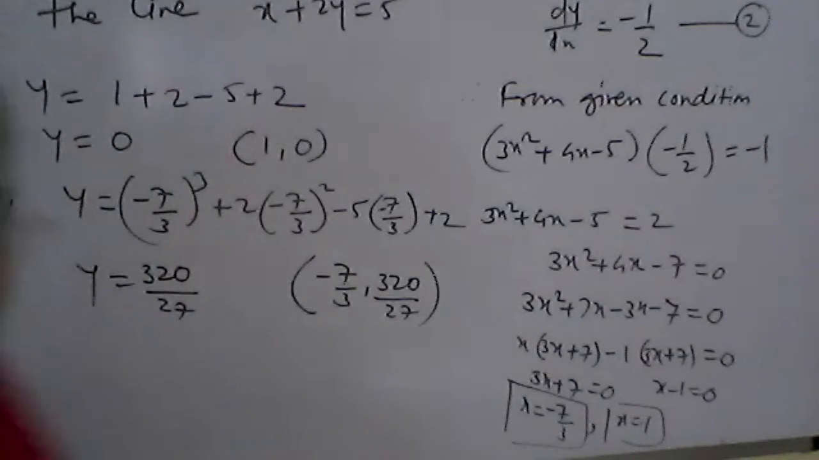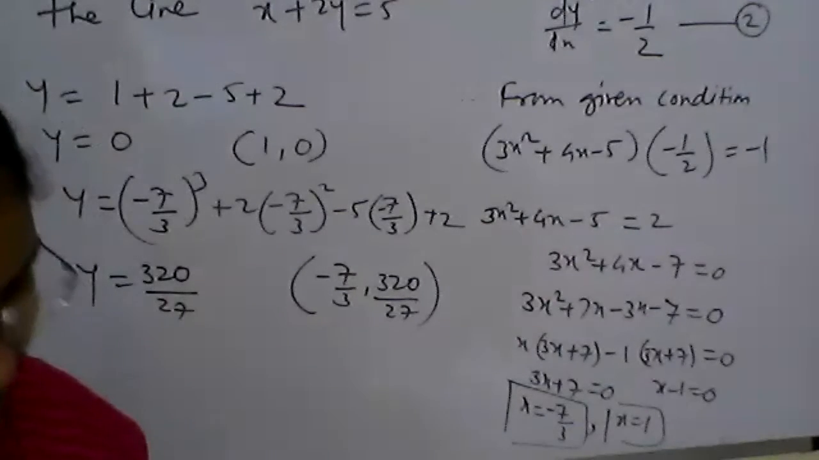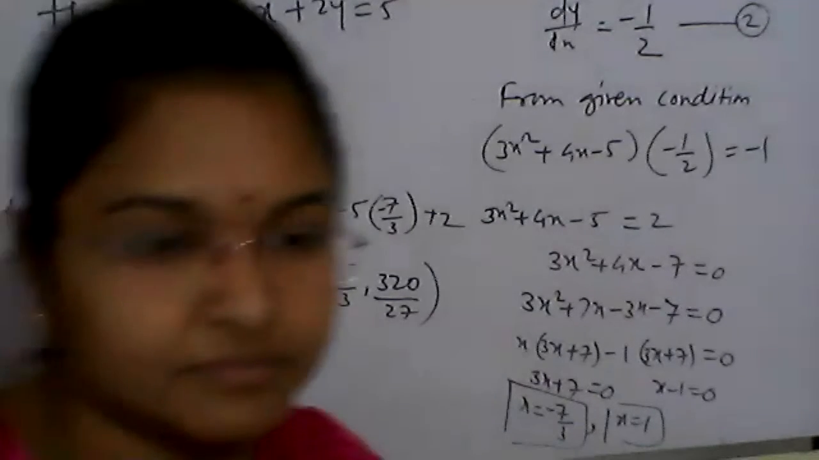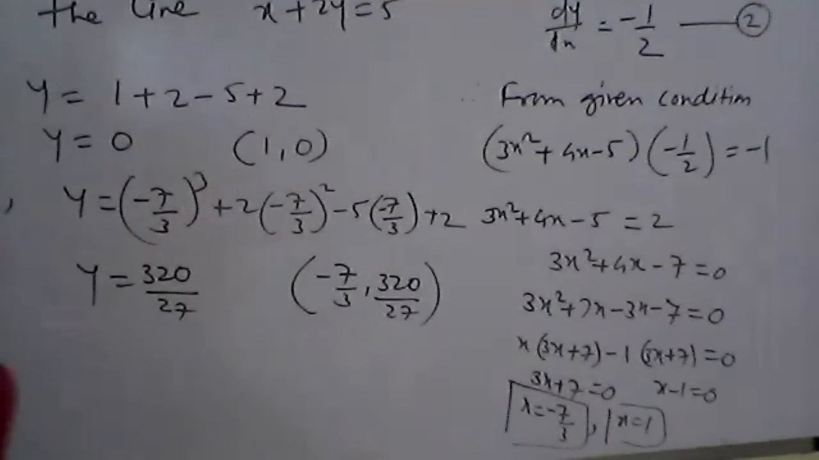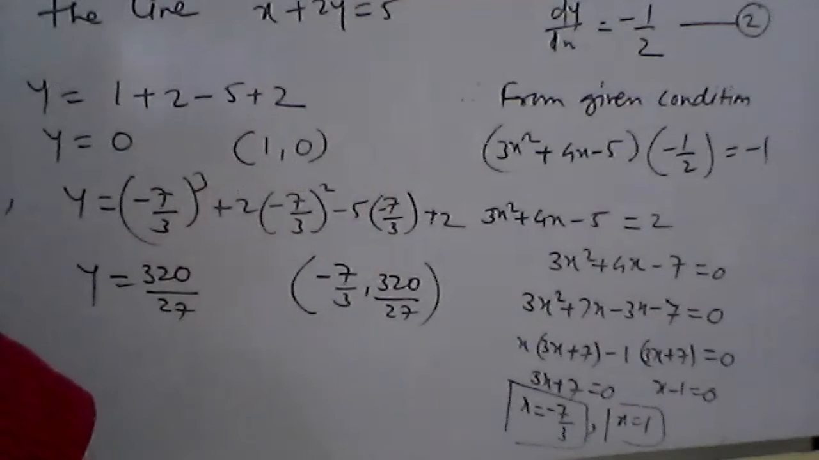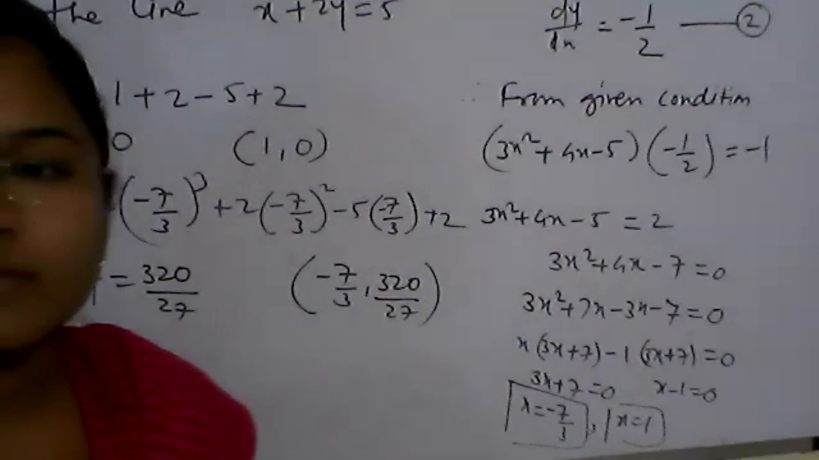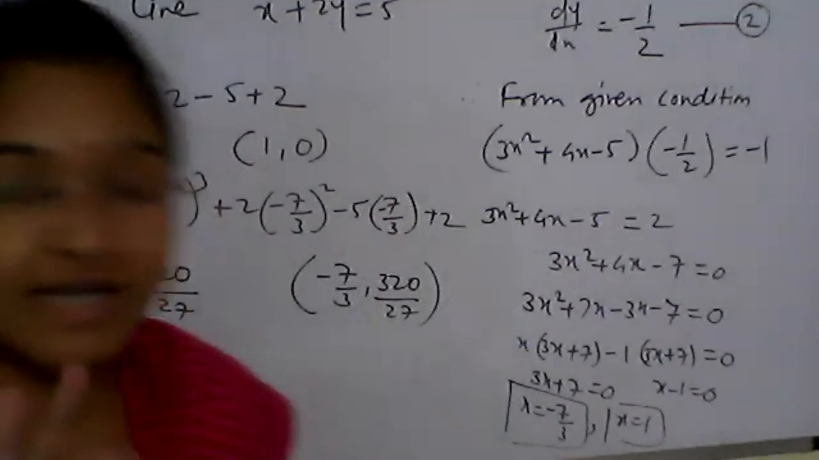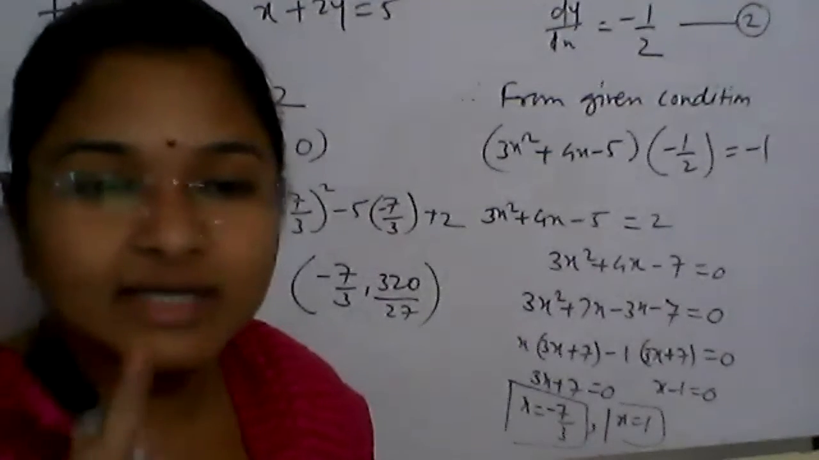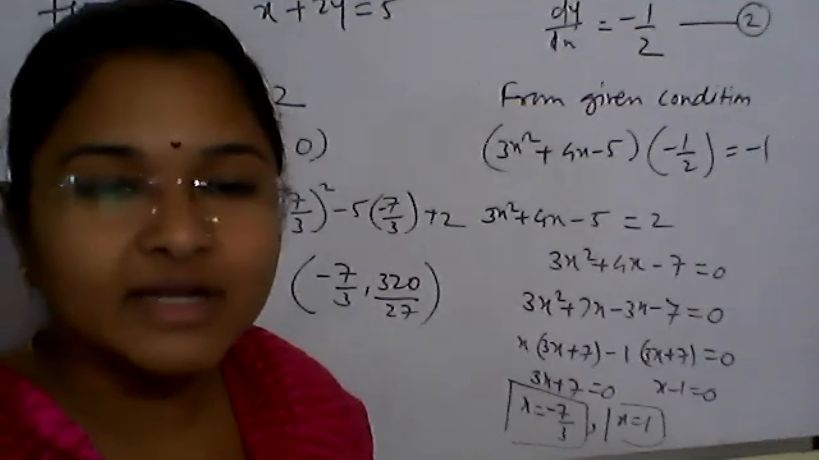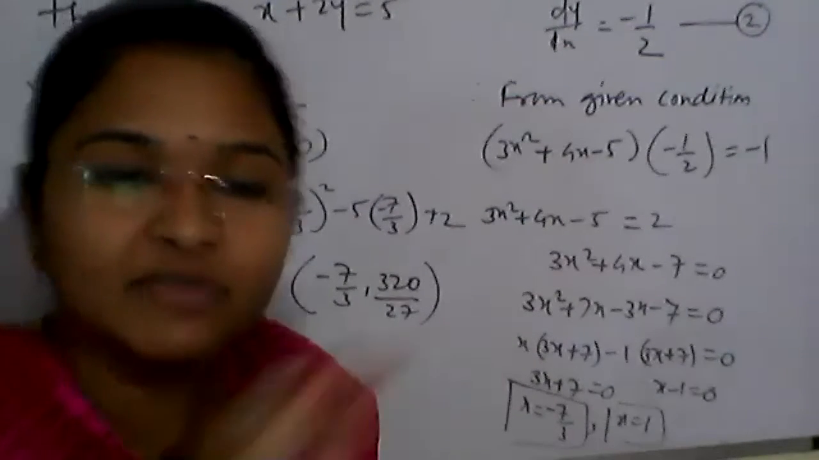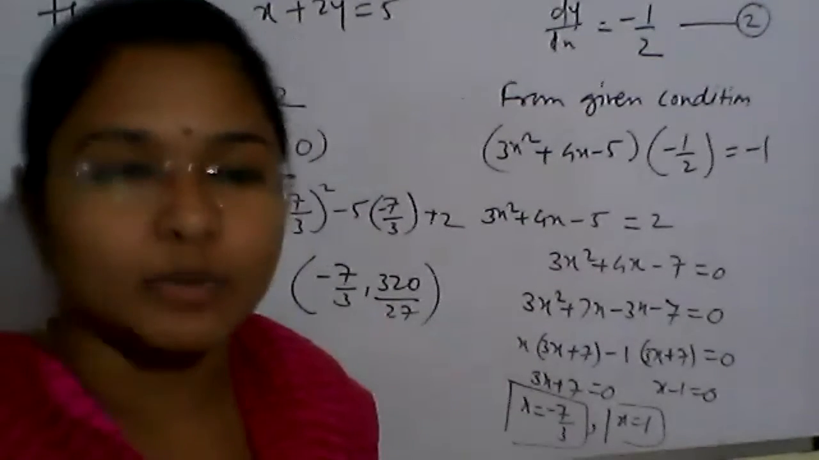So the required 2 points are... Ma'am, will you please repeat that? How to find the slope of a line? In this, differentiate. Oh, I forgot to tell one more thing. For any line, don't try to convert it into the mx plus c form. Directly differentiate that equation, and you will get the slope. Okay?